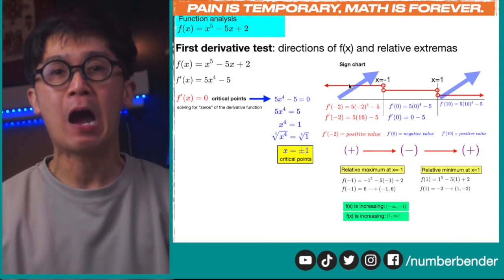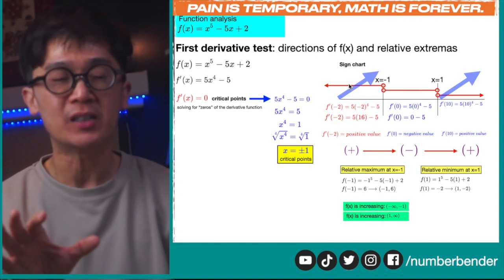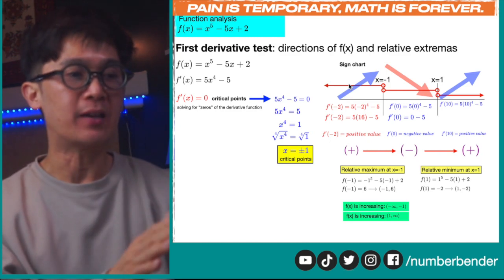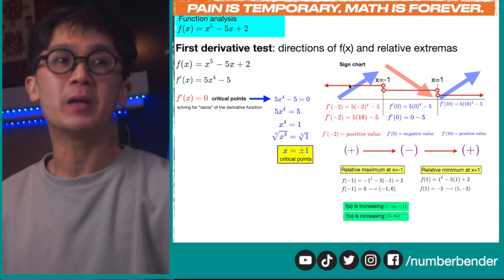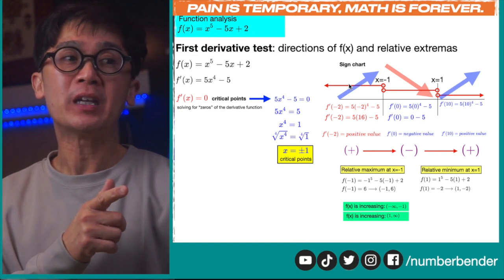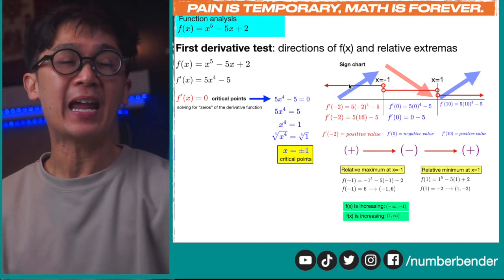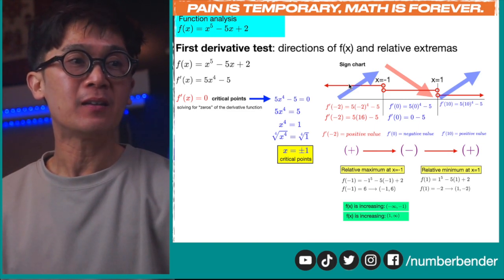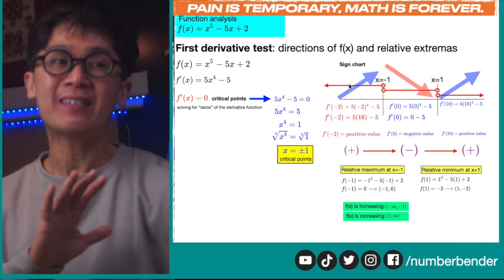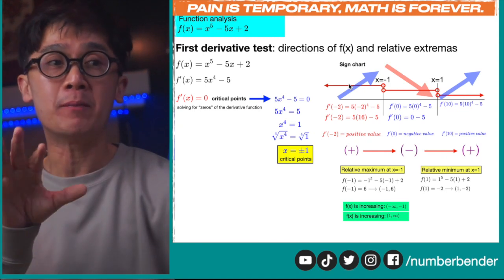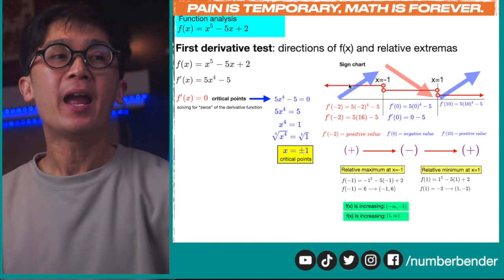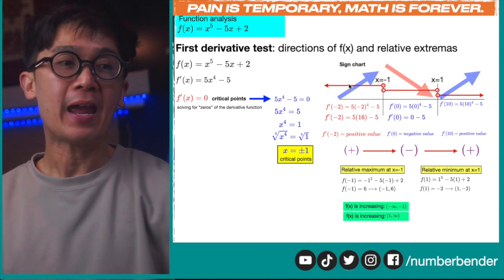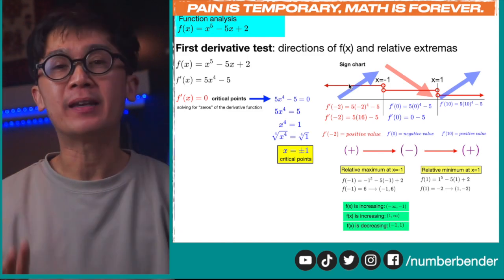So to complete our analysis using the first derivative test, we know that we have a relative maximum at x equal to -1. We know that we have a relative minimum at x equal to 1. We know that the function is increasing at anything less than -1. And we have an increasing function for anything greater than 1, or in between 1 and positive infinity. And the behavior of our function is decreasing when x is in between -1 and 1.